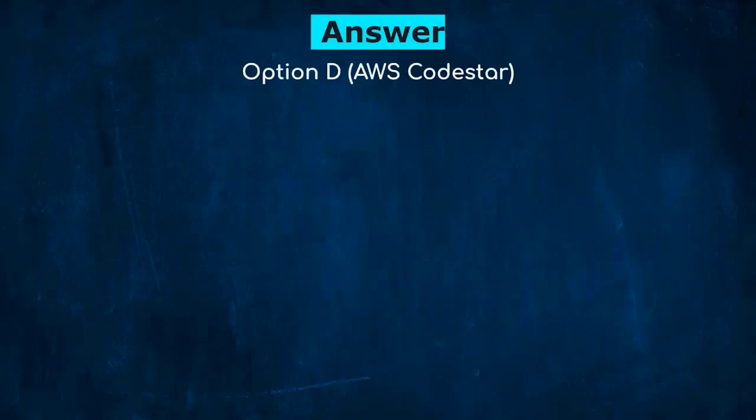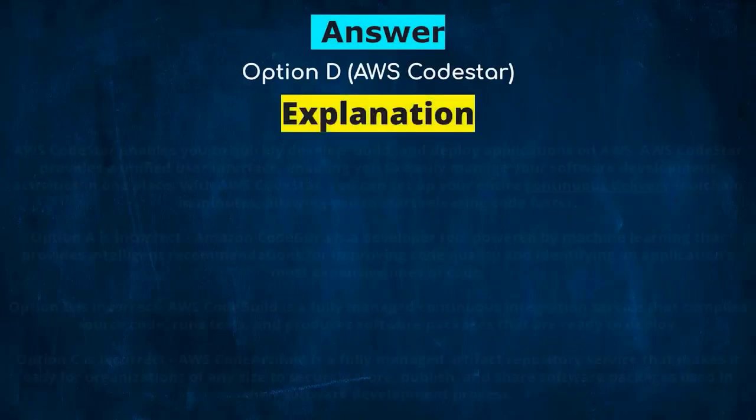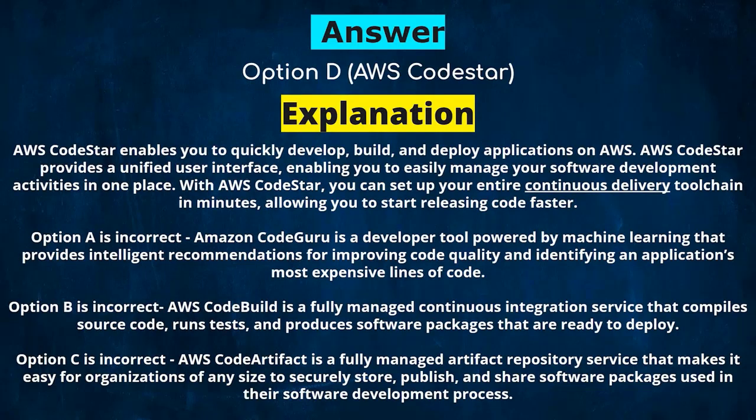AWS CodeStar. Explanation. AWS CodeStar enables you to quickly develop, build, and deploy applications on AWS. AWS CodeStar provides a unified user interface, enabling you to easily manage your software development activities in one place. With AWS CodeStar, you can set up your entire continuous delivery toolchain in minutes, allowing you to start releasing code faster. Option A is incorrect.